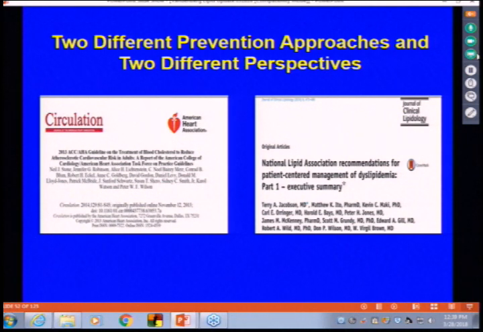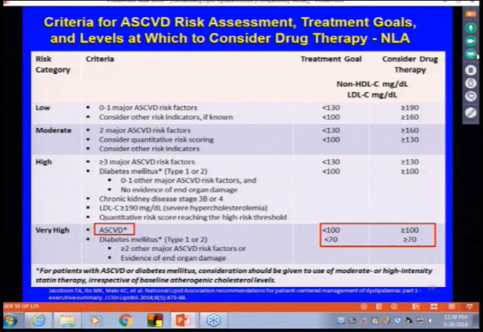So two different perspectives, and one of the things I'm going to try and do is synthesize all these different perspectives. This is what the National Lipid Association said about patients who have coronary disease. Targets: LDL under 70. So this is non-HDL and LDL. By the way, non-HDL is just something that's calculated from the standard lipid profile. It's total cholesterol minus HDL.